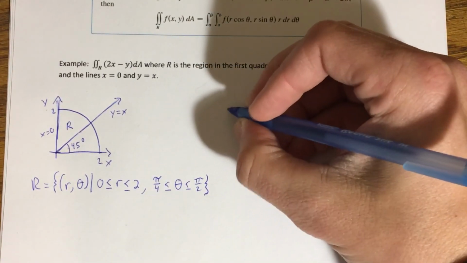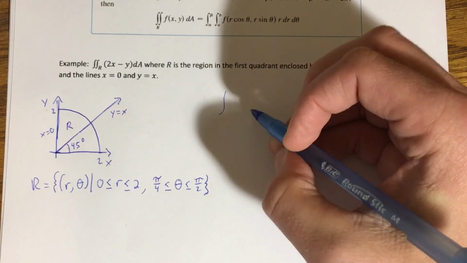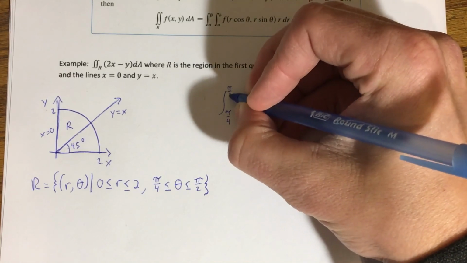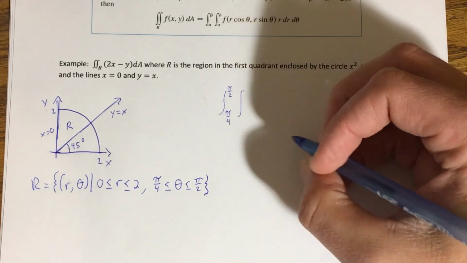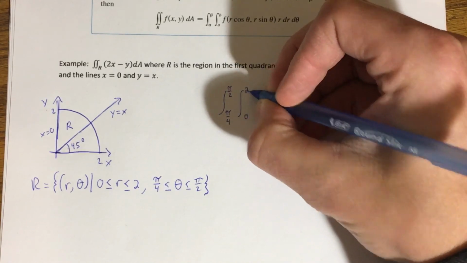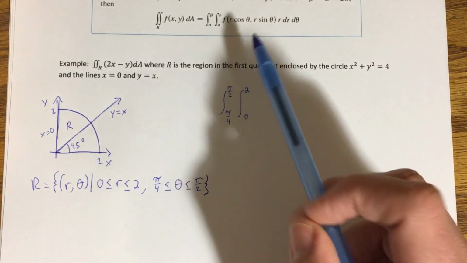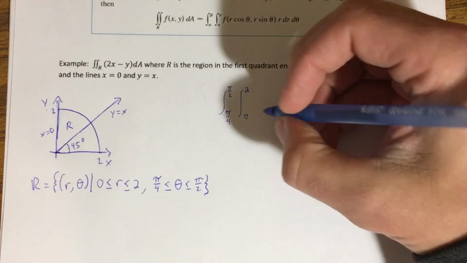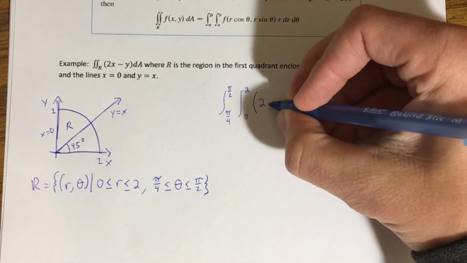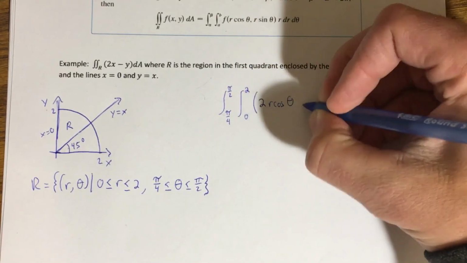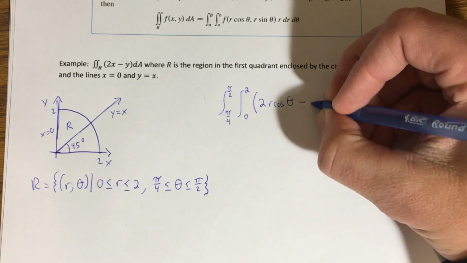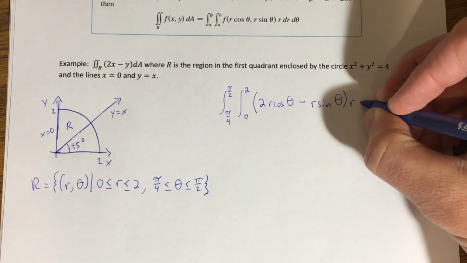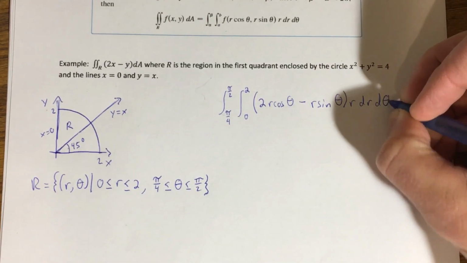So looking at what all this turns into, my outer integral with my limits for theta is going to look like pi over 4 to pi over 2. My inner integral is going to look like 0 to 2, the limits for r. Now the function that we're integrating is 2x minus y. X becomes r cosine of theta, so this is 2 r cosine of theta minus y, which is r sine of theta, times r dr d theta.